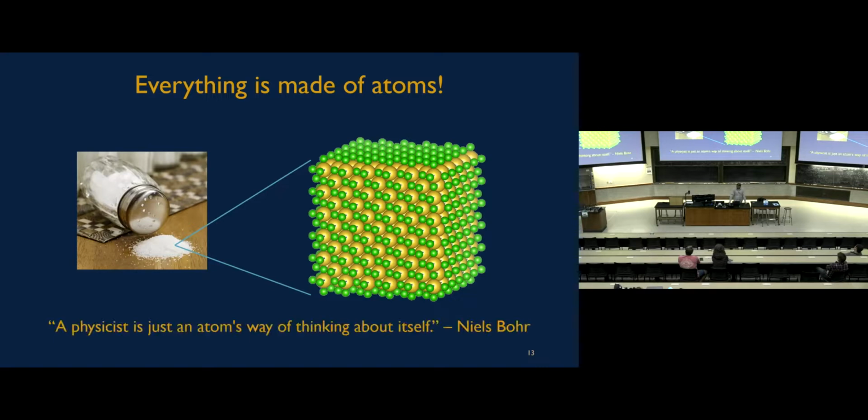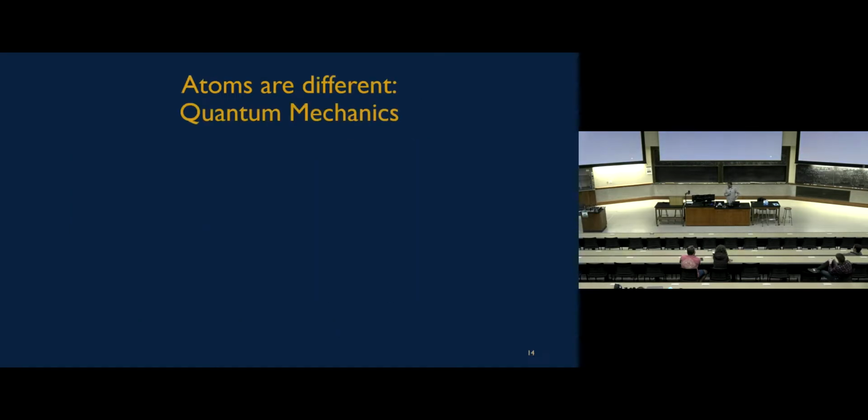And there was this quote that even we are made out of atoms, and we know how atoms work. It's a philosophical quote that says, a physicist is an atom's way of thinking about itself. But it is true. So what can we do about that? The first thing you need to realize is that atoms are different from regular stuff.